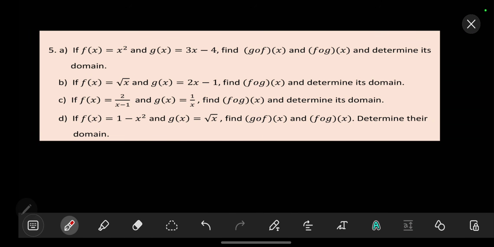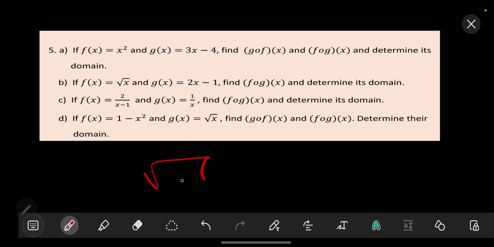So here today we are going to be looking at what we are going to call the domain of a composite function. So domain, just as we looked at in the other video, is just the acceptable values which can be plugged into x to give you a real number.